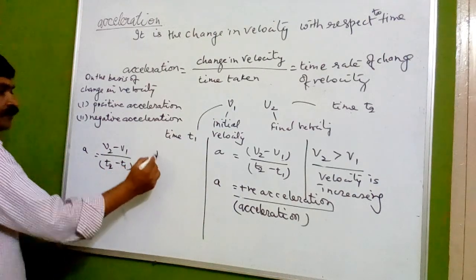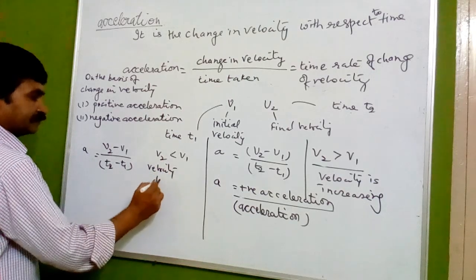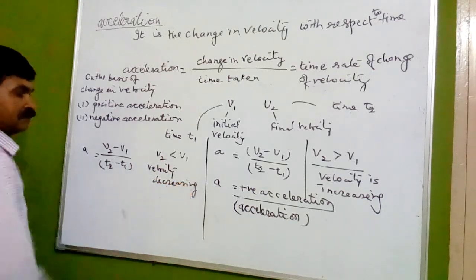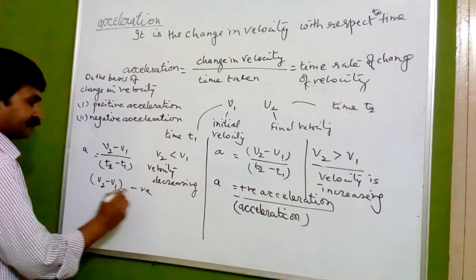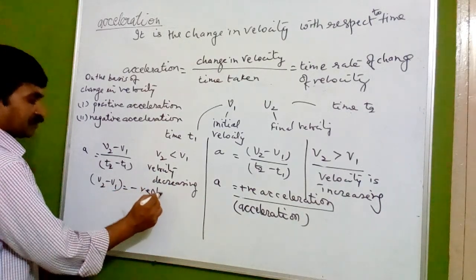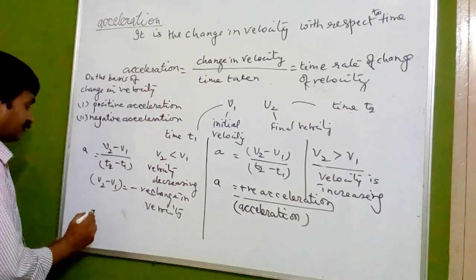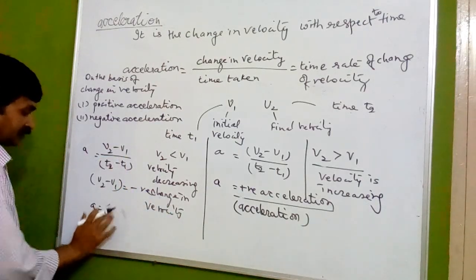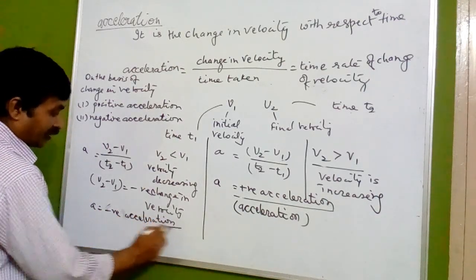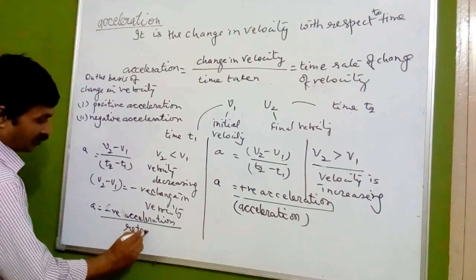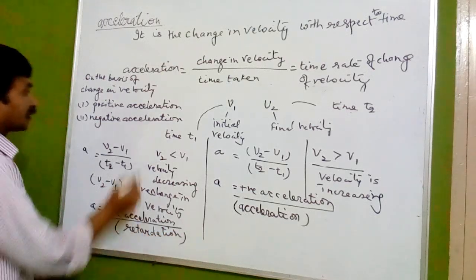Now if we see here v2 minus v1, again taking t2 minus t1. Now v2 is less than v1, velocity decreasing. So change in velocity may be negative. v2 minus v1 will become negative, a negative change in velocity. And if there is a negative change in velocity, the result will be negative acceleration. And we call it a retardation.